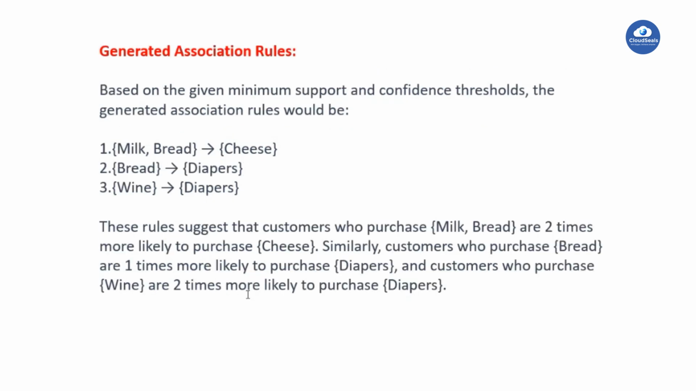Based on the given minimum support and confidence threshold values, the generated association rules would be: the rules suggest the customers who purchase milk and bread are 2 times more likely to purchase cheese, and similarly, the customers who purchase bread are 1 time more likely to purchase diaper. The customers who purchase wine are 2 times more likely to purchase diapers also. So we will say it like this.